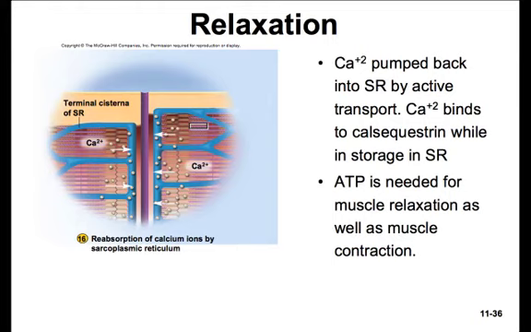Remember, it's ATP that was needed for muscle relaxation. It's hydrolyzed in order to get the contraction, but binding of an unhydrolyzed ATP molecule is critical in order to allow the myosin head to release from the actin.